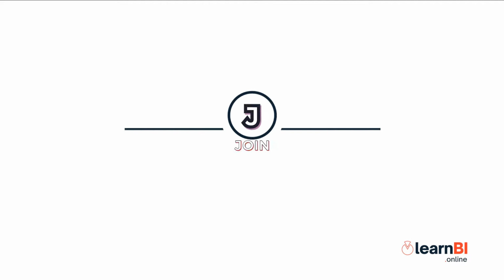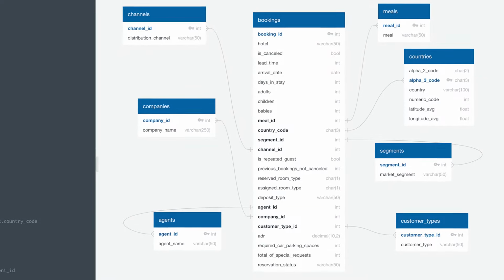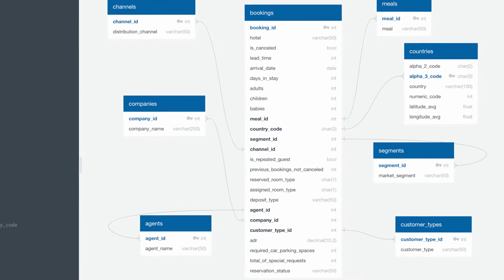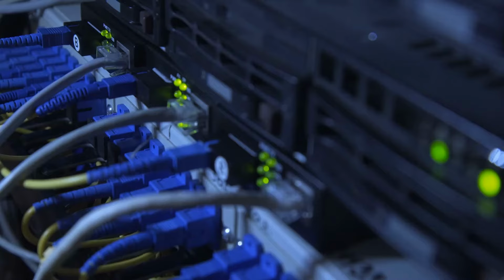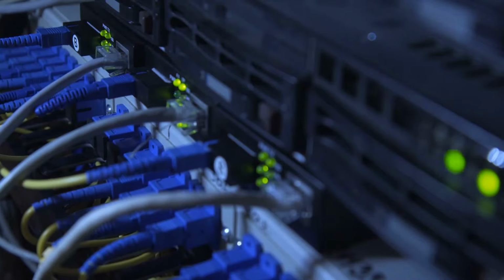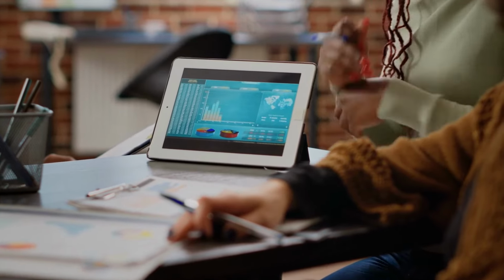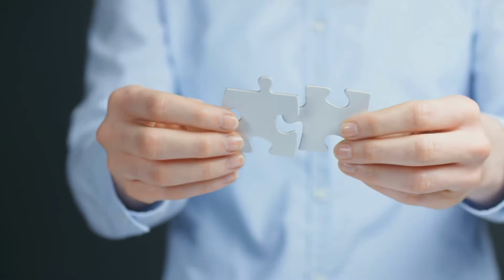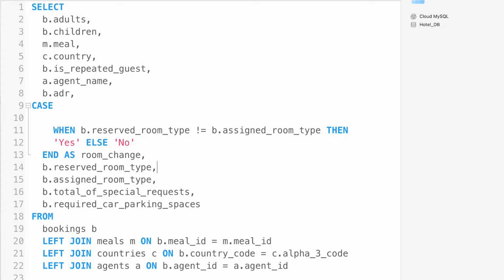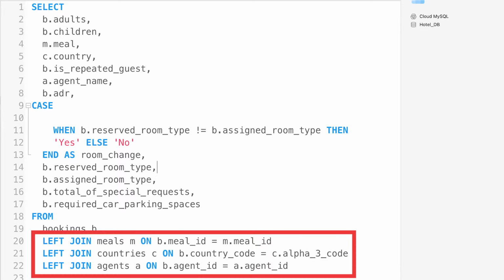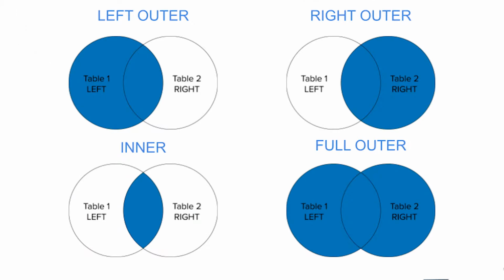J is for join. Data in relational databases is split up into different tables, making storage and retrieval more efficient. However, during the analysis process, data from these different tables often needs to be joined together. In SQL, this is done using common data fields and a join clause. There are four different kinds of join: left, right, inner, and outer.